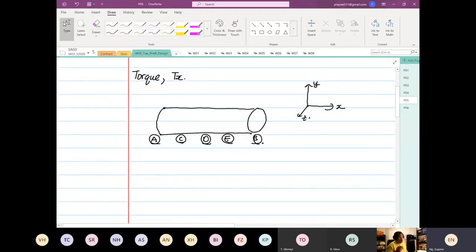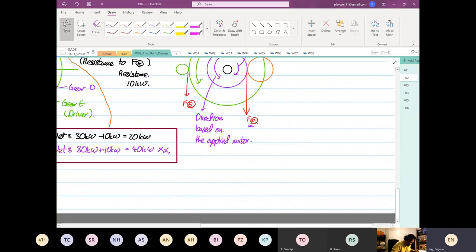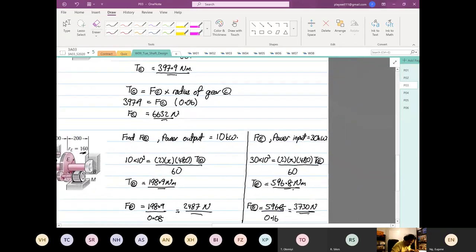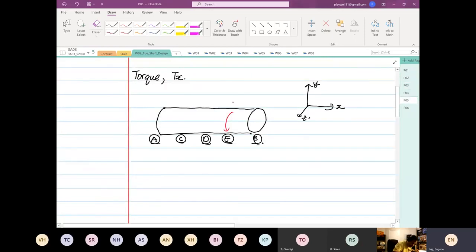So based on the motor rotation, we know the input is at point E. And point E we calculated to be what? Let me go back. From the top of the motor, we calculated it to be 596.8. So this is 596.8. And point C and point D will resist, yes or no?